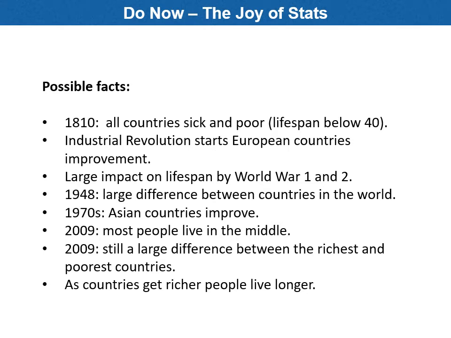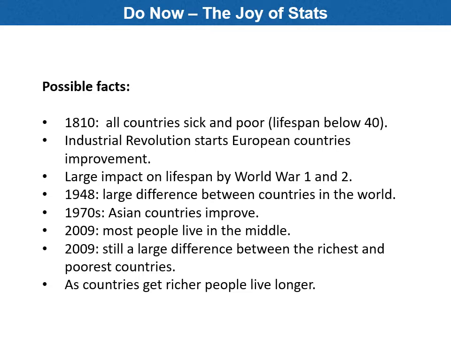Okay, so here's a range of facts that I've pulled out. If you've got something slightly different, as long as it's from the video, that's absolutely fine. But generally, what's the theme here? Well, back from 1800, where all countries were sick and poor, where very few people in the world lived beyond the age of 40. We then had the Industrial Revolution, starting predominantly at the beginning in European countries and some of the other more developed countries of the world.